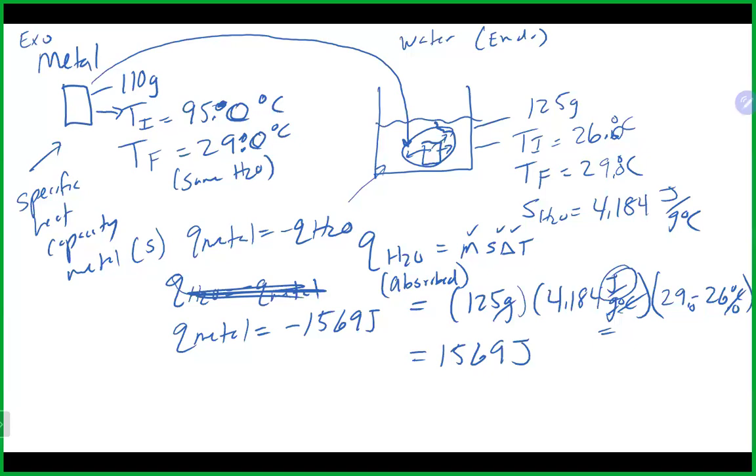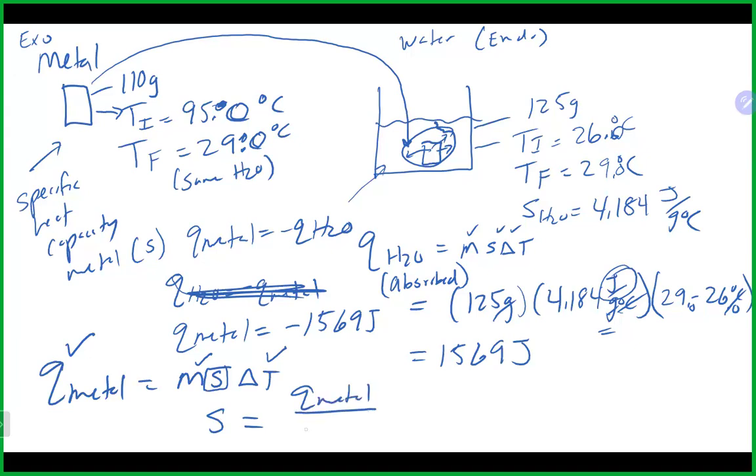That's helpful because now if we do the exact same equation for the metal, which is Q equals m s delta T, we now have Q of the metal, we have the mass of the metal, and we have the change in temperature of the metal. That's going to allow us to solve for the specific heat capacity of the metal. S would equal Q of the metal divided by m delta T. We're basically going to take that and divide it to the other side, essentially. Putting in our numbers here, our Q is going to be negative 1569 joules.